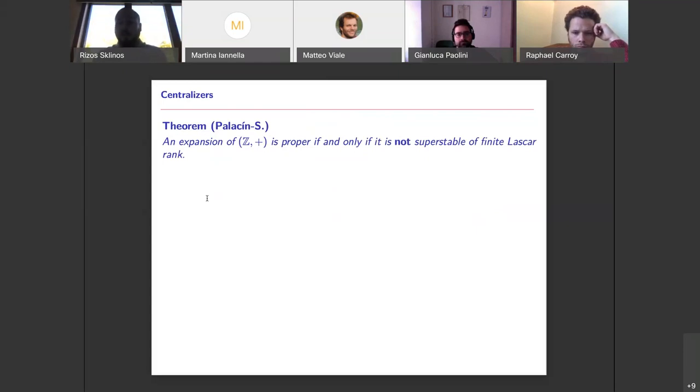An expansion is proper if and only if its theory is not superstable of finite rank. So in particular, if we can prove that centralizers in non-abelian free groups are superstable of finite rank, then we prove that they are just abelian groups. They do not have extra structure that doesn't come from multiplication. And because we know that abelian groups are one-based, so they're in the first level of the hierarchy, they do not interpret an infinite field. So here is where I'm using some geometric stability theory.